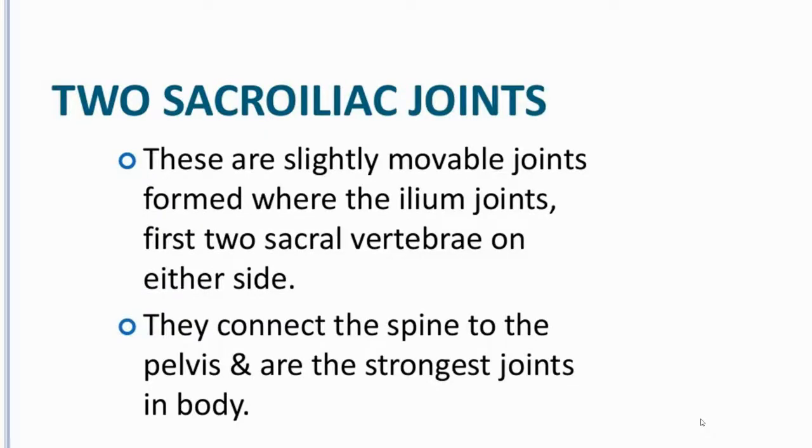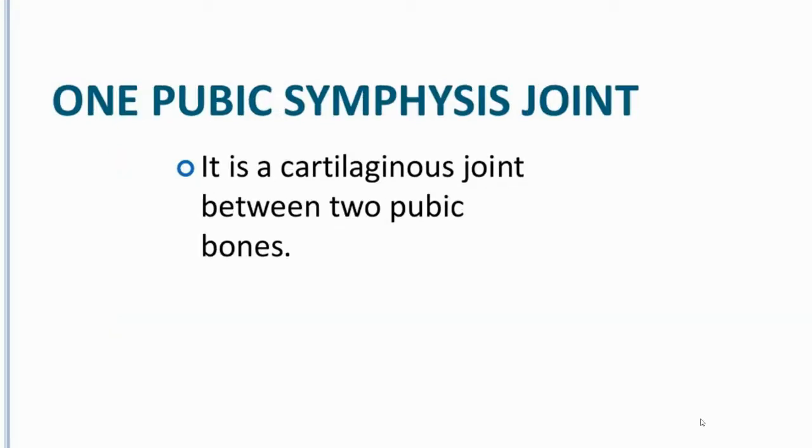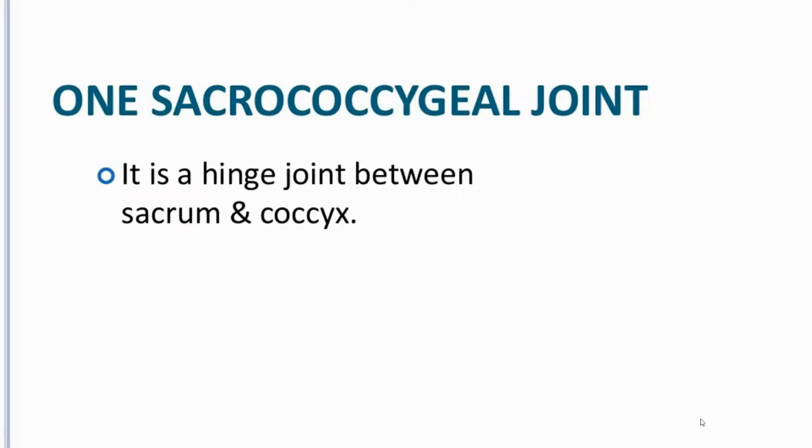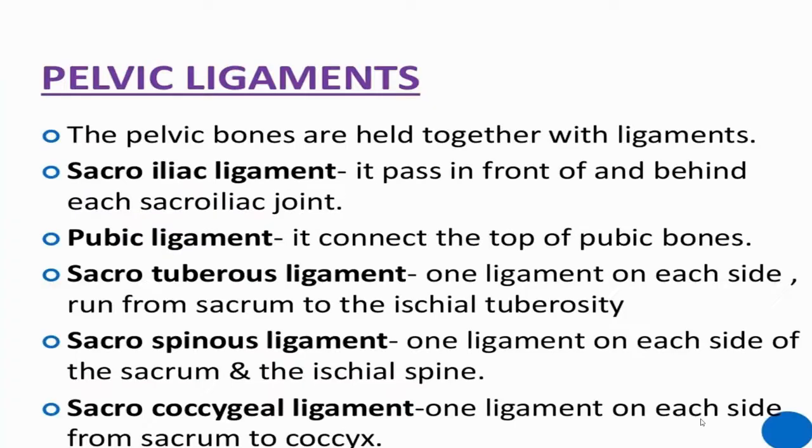The two sacroiliac joints are slightly movable joints formed where the ilium joins the first two sacral vertebrae on either side. They connect the spine to the pelvis and they are the strongest joints in the body. The pubic symphysis joint is a cartilaginous joint between the two pubic bones. The sacrococcygeal joint is a hinge joint between the sacrum and coccyx.